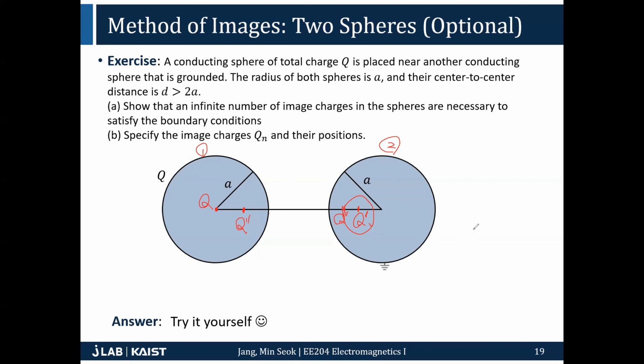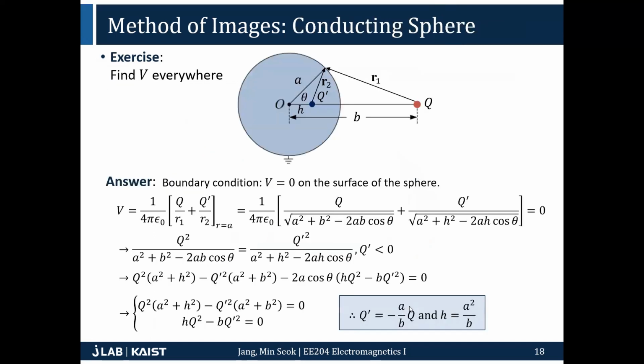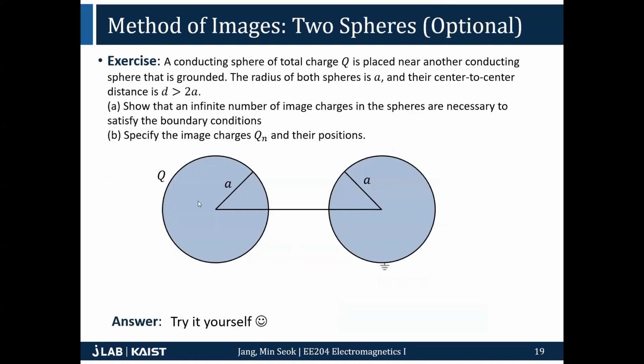Okay, so by putting an infinite number of image charges, we can achieve the solution of this system. And if you're worrying about convergence, you don't need to worry, because the amount of charge Q prime is minus B over A times Q, and as long as B is larger than A, which is always the case, the amount of Q decreases rapidly. So it forms a converging series. You don't need to worry too much about the convergence.